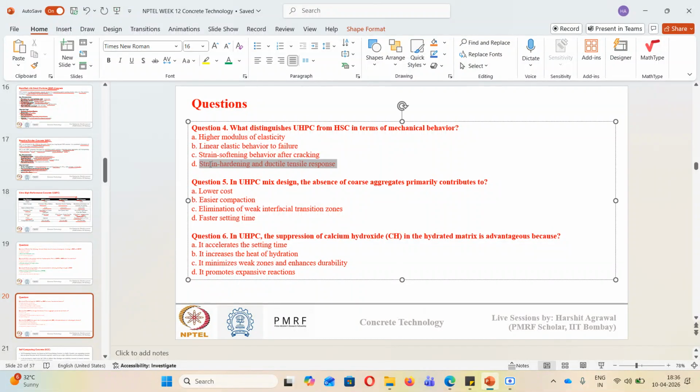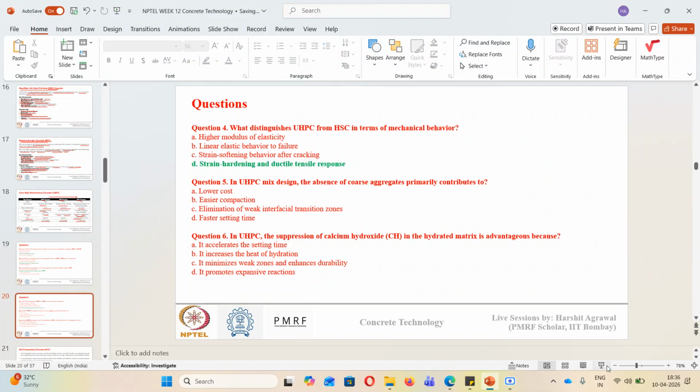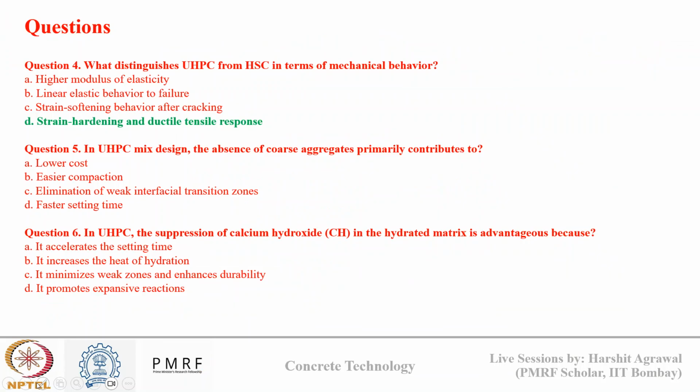Okay, so the correct answer for question number 4 is D. So what happens when we talk about a high strength concrete and the ultra high performance concrete, especially ultra high performance concrete with fibers? If you see the stress versus strain profile, in a high strength concrete the profile is like this, but in the ultra high performance concrete the profile is like this, because of the addition of fibers, it shows strain hardening.